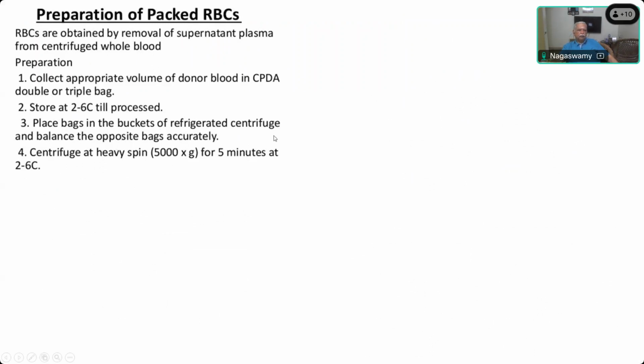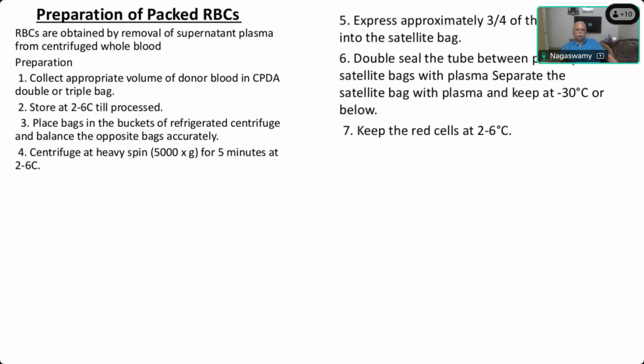Place bags in buckets of the refrigerated centrifuge and balance the opposite bag accurately, and centrifuge at a heavy spin. So for separating RBCs, you have to use what is called heavy spin, for 5 minutes at 2 to 6 degrees centigrade. Then express approximately 3/4 of the plasma into the satellite bag. So these bags will be connected to each other by communication, and that can be sealed and separated later. So double seal the tube between the satellite bags with the plasma separated, and keep the red cells stored at 2 to 6 degrees centigrade.